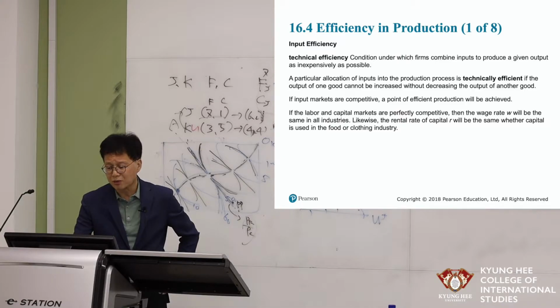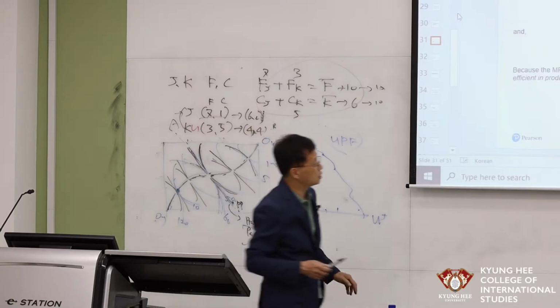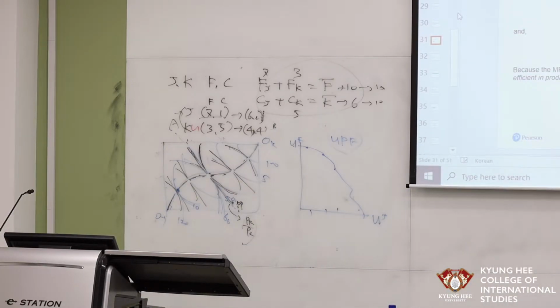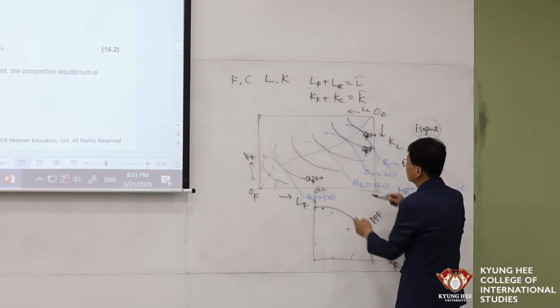If the labor and capital markets are perfectly competitive, then the wage rate, W, will be the same in all industries. Likewise, the rental rate of capital, R, will be the same whether capital is used in the food or clothing industry. Right? So what is the point of this one? Now we're back here. This HOS box, I already explained this HOS box.